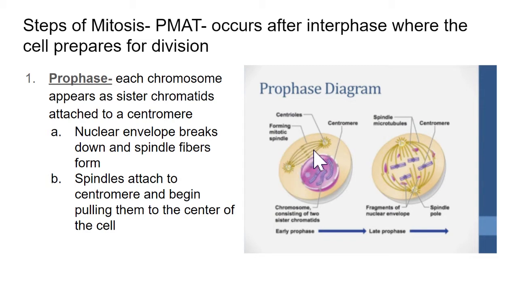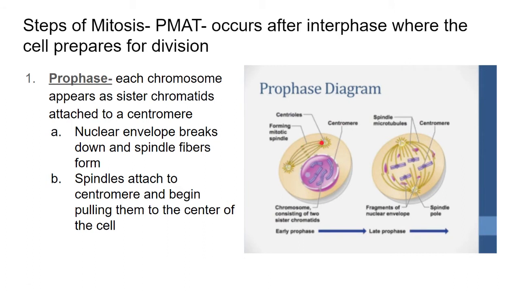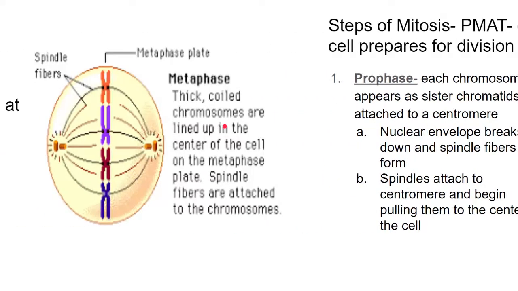You can see these are spindle fibers here, and you can see the little gold things. Actually, let me get my little pointer. Okay, you see the spindle fibers here and on either side, those little gold things. Those are going to reach out and attach to each of the chromosomes, or each of the sister chromatids, and they're going to attach at the thing holding them together, the centromere. All right, so prophase: the nuclear envelope breaks down, the nucleus goes away, and spindle fibers attach to the chromosomes.